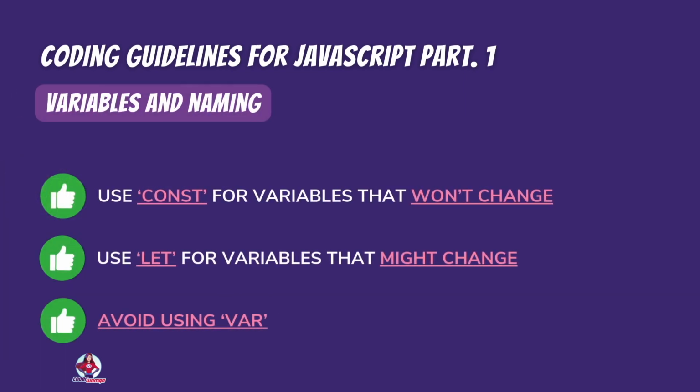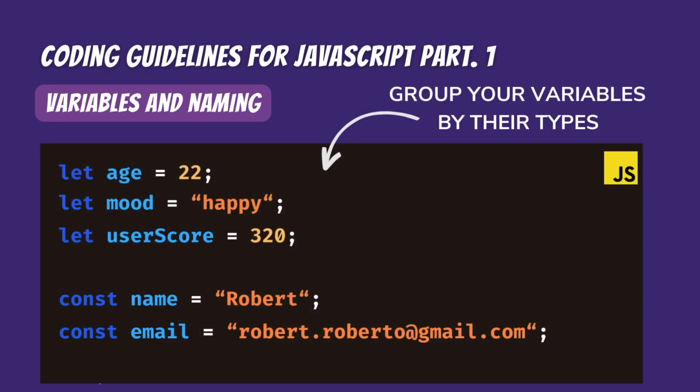Use const for variables that won't change, let for variables that might change, and avoid using var as it's old and problematic. The only exception is when you are working on older code. To maintain consistency, you might use var. Another good practice is to organize your variables by their types. Group all your const variables together and all your let variables together.